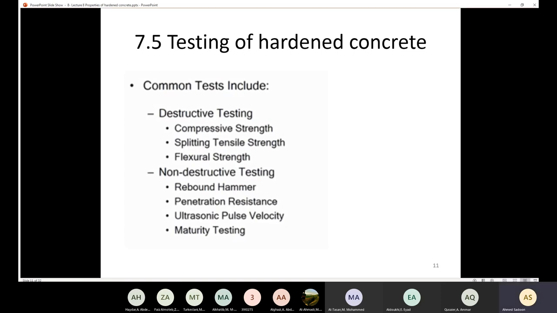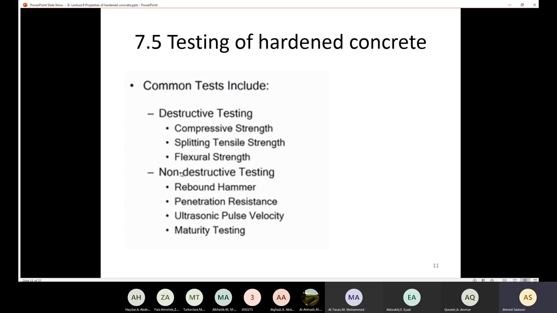Okay, let's continue. In order to test the concrete, we have two types: destructive testing and non-destructive testing. In destructive testing, we need to destroy the sample completely in order to get the result. Examples are the compressive strength test, the splitting tensile strength test, and the flexural strength test. We tested all of these in the lab last time. So in order to get the result, we destroy the samples.